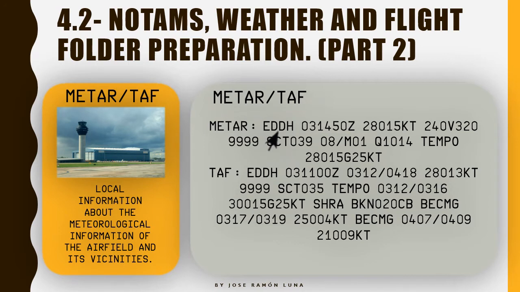And the TAF stands for forecast. It's an aerodrome forecast. So basically, the word stands for terminal aerodrome forecast, and it's going to give us the forecast for the terminal zone of this aerodrome. Now, this group right here is the group related to wind. In this case, the wind is coming from 280 at 15 knots of intensity.